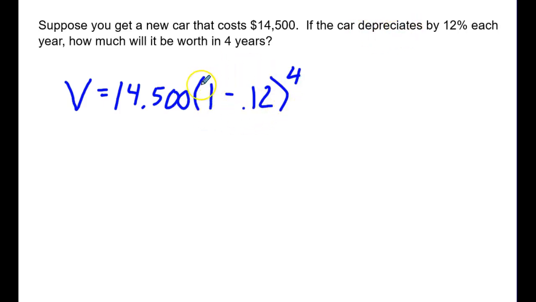If we look at our b value, 1 minus 0.12, this value is between 0 and 1. Now we would just plug this into our calculators, again rounding to 2 decimal places because this is dealing with money. So our answer is going to be approximately $8,695.58. So if you bought a car for $14,500, in 4 years, if it depreciated by 12% each year, the car would have a value of $8,695.58.